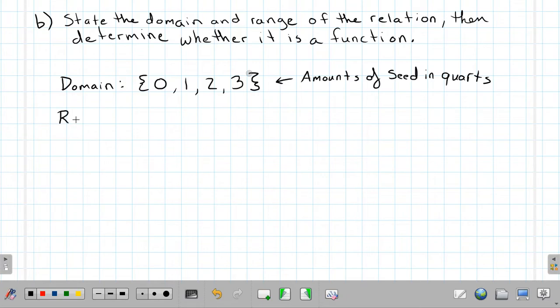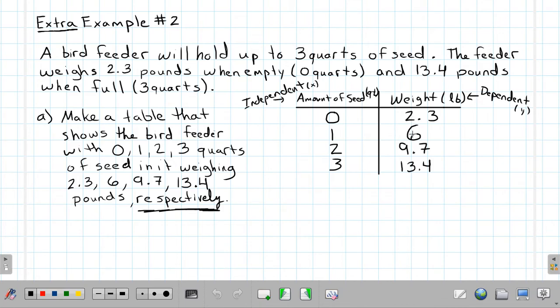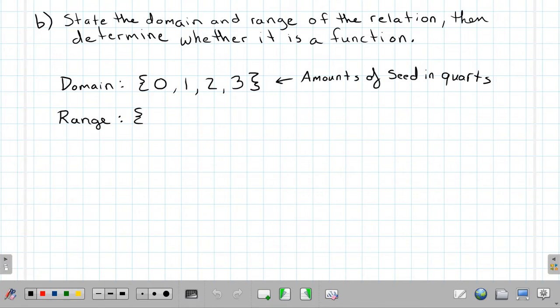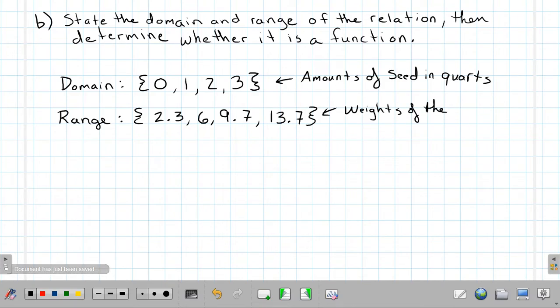Well, the same thing happens with the range. The range in this case, well, if the domain is the amount of seeds in quarts, so all the values we have there, then the range is going to be {2.3, 6, 9.7, and 13.4}. And what do these braces tell us? Well, these are all the weights of the feeder. Okay.